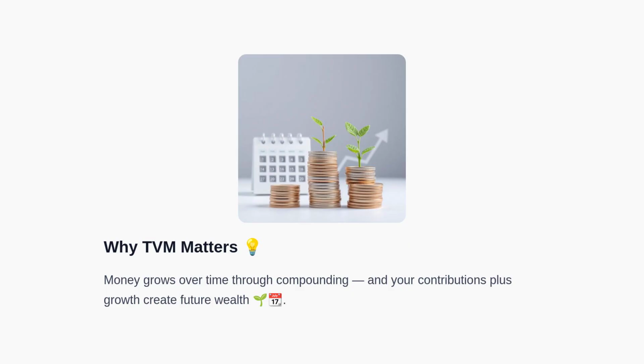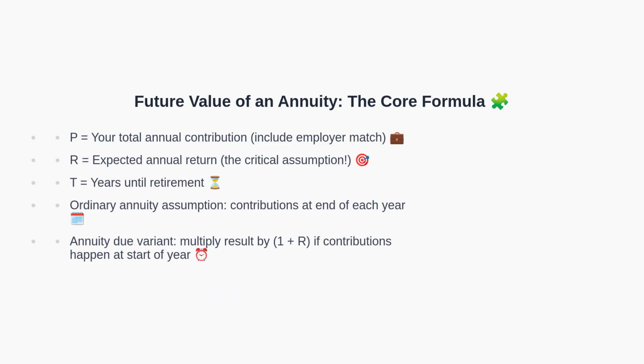Now let's break down the formula most relevant to long-term contributions. This is the future value of an ordinary annuity formula. The three inputs are payment P, which is your total annual contribution including any employer match, the expected return R, and the time horizon T in years. The formula assumes contributions are made at the end of each year, which is called an ordinary annuity. If you contribute at the beginning of each period, which is an annuity due, you multiply the ordinary annuity result by 1 plus R. As we move forward, keep in mind that the most sensitive input is R, the growth rate.